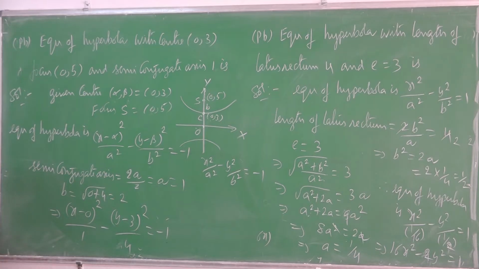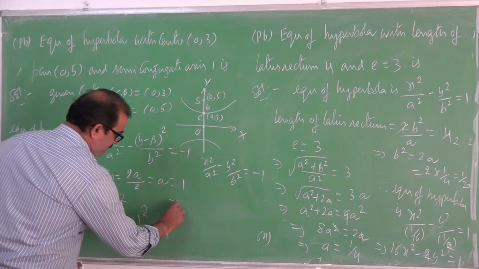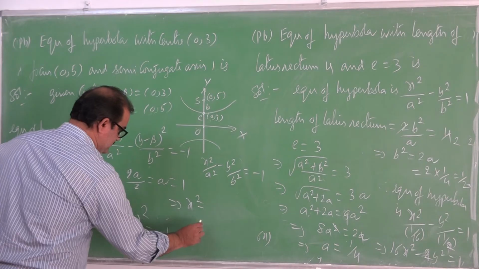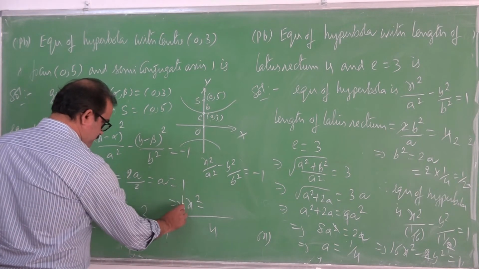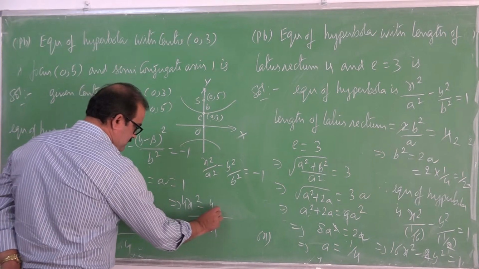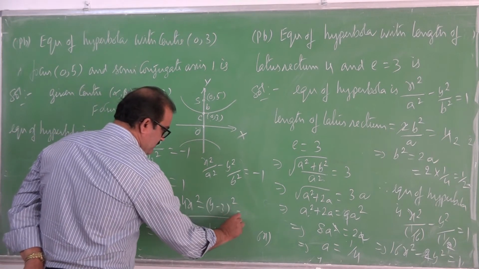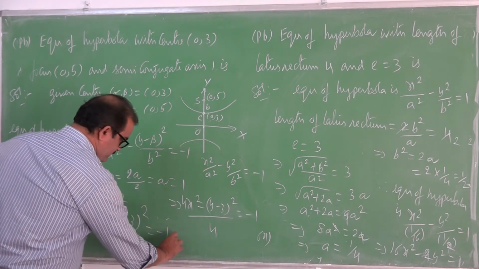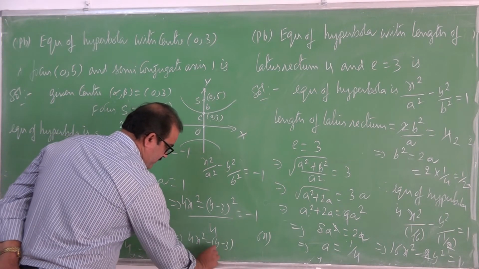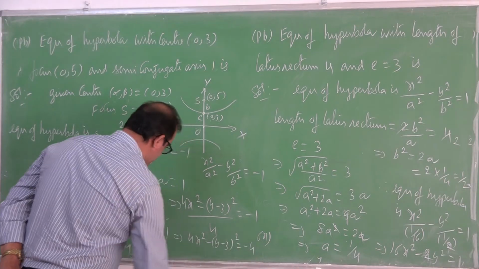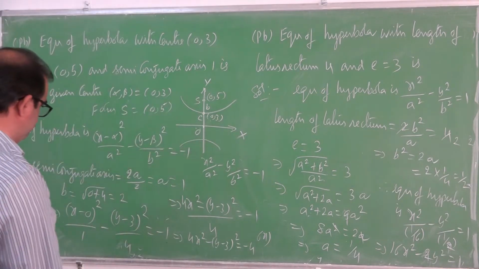Now simplify this. x square minus, what is the LCM here? 4. So 4x square minus (y minus 3) whole square is equal to minus 1. Now cross multiply: 4x square minus (y minus 3) whole square is equal to minus 4.